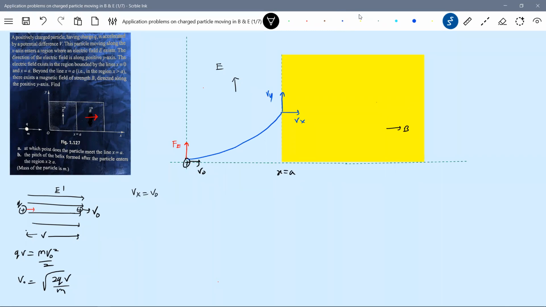Then what is the time taken? T equals 0 here. So let it arrive after some time T1. Then what is the distance it will cover? a, with a speed v naught into T1. So T1 equals a by v naught. This is the time taken by the charge. This will be a parabolic path. Oh, projectile motion, everyone knows.